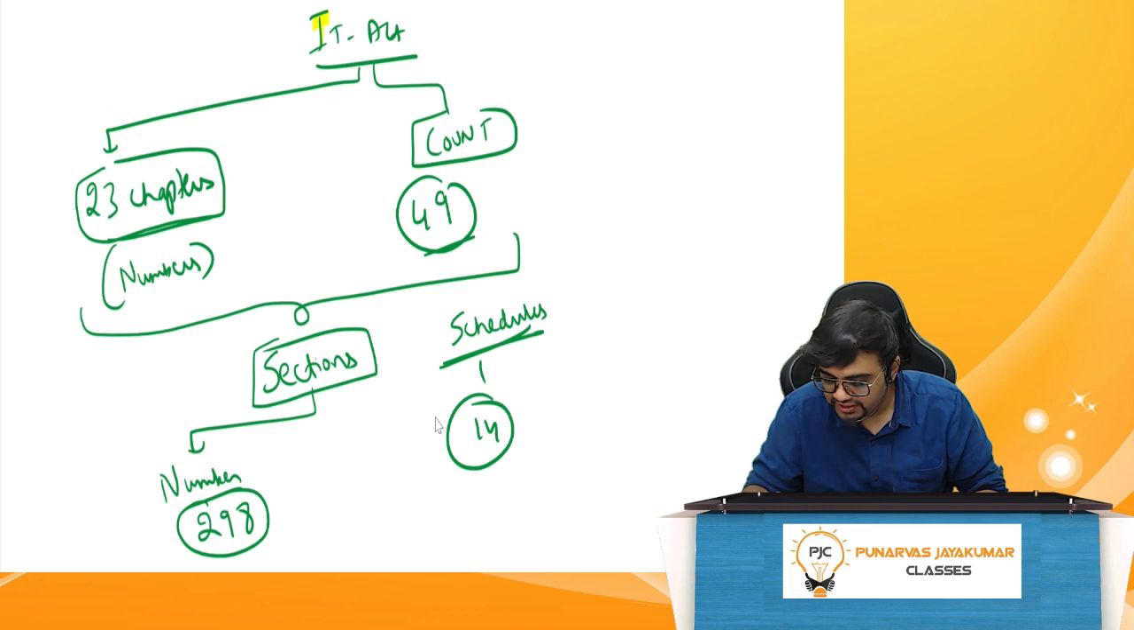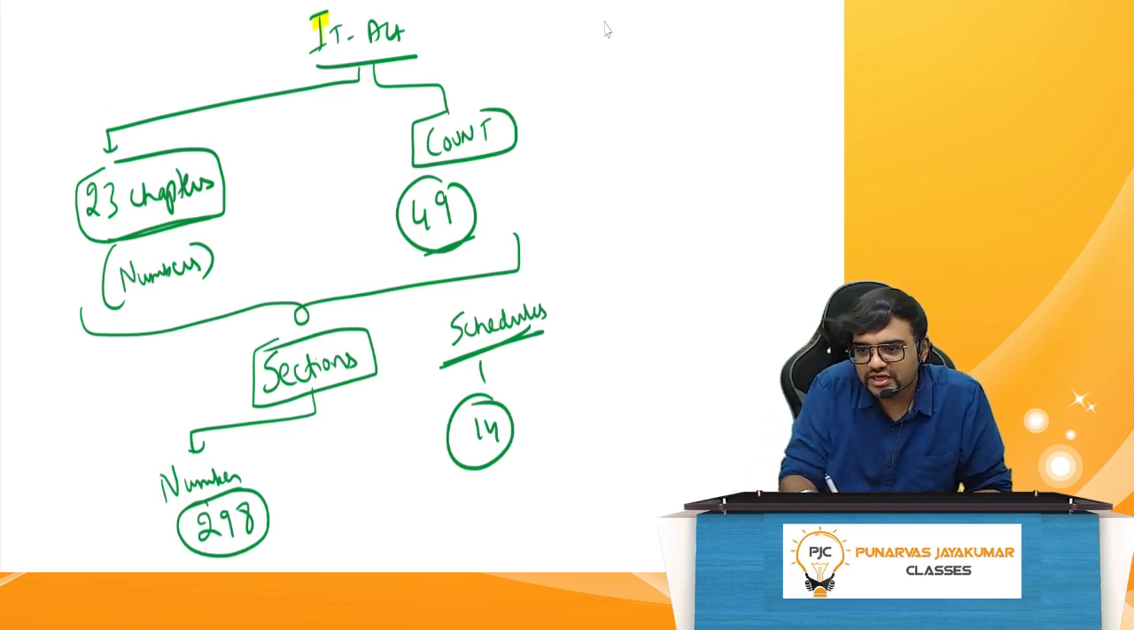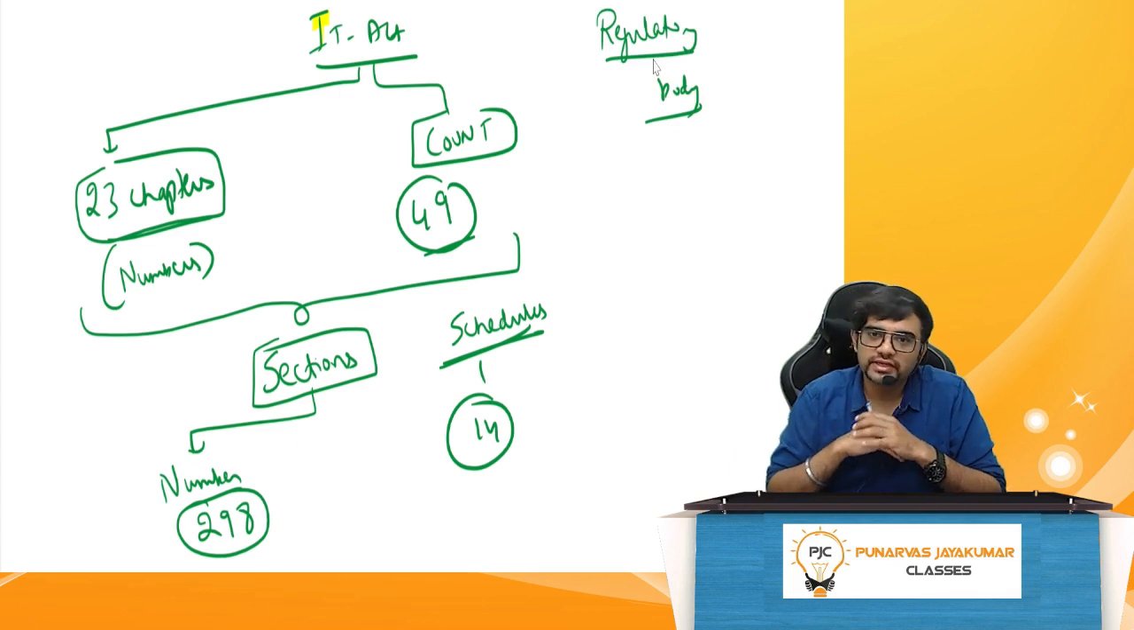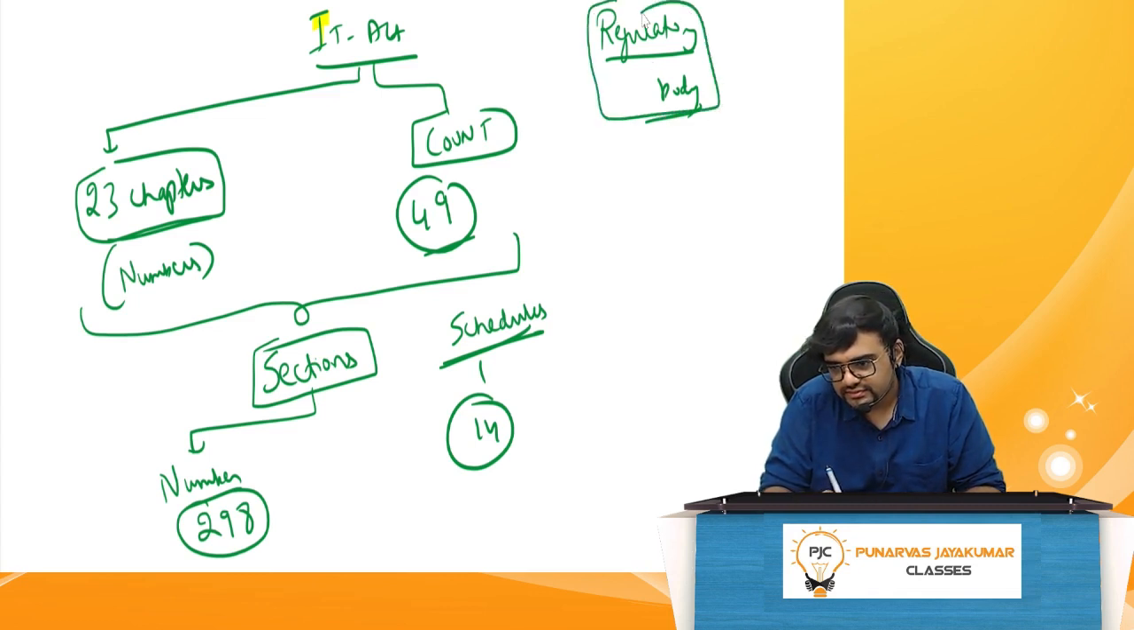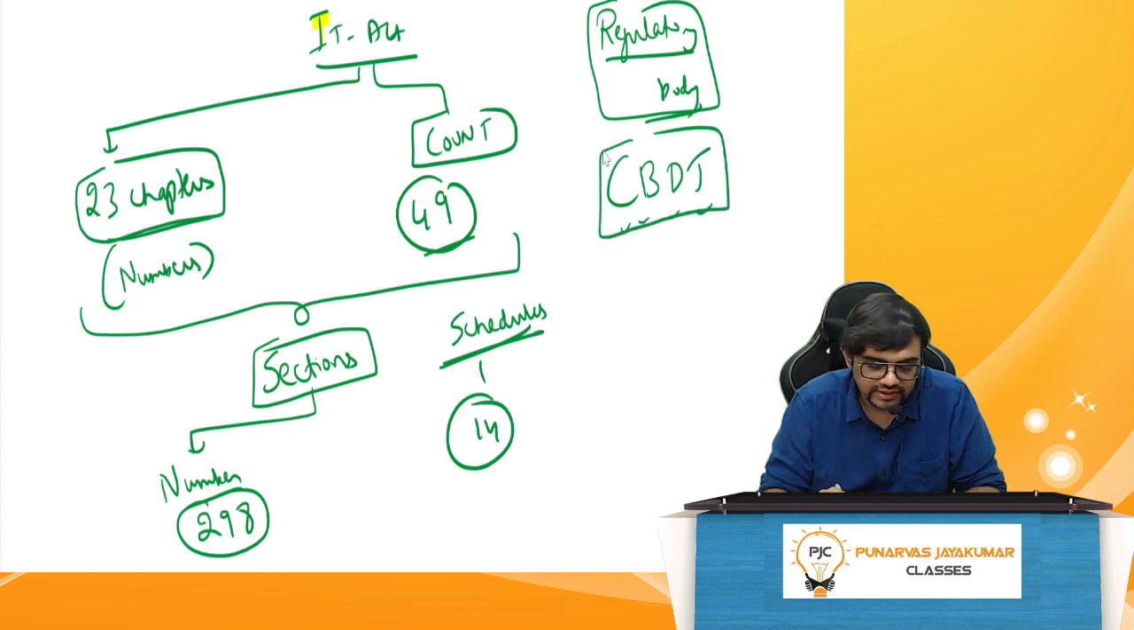Apart from that, guys, who is the regulatory body? Who will regulate? For example, for banks we have RBI. For stock exchanges we have SEBI. Who is the regulatory body for the Income Tax Act? CBDT, Central Board of Direct Taxes. They are a wing of the government. That is called the board. Like for company law related stuff, we have MCA, Ministry of Corporate Affairs. Similarly CBDT, Central Board of Direct Taxes, is a wing of the government.